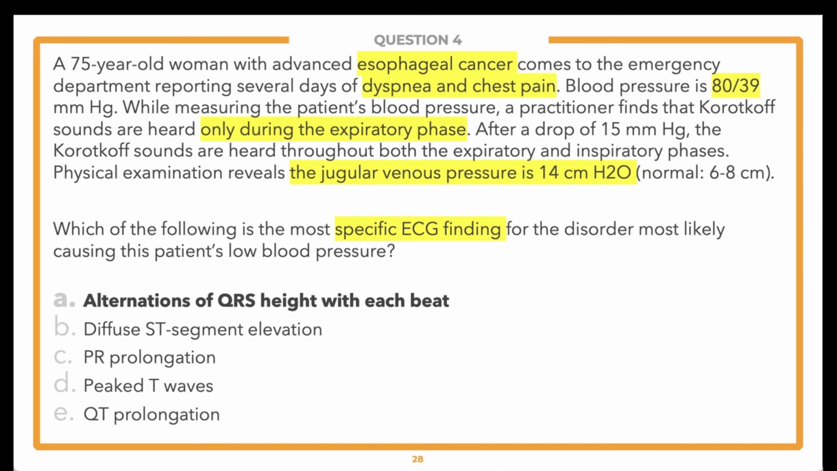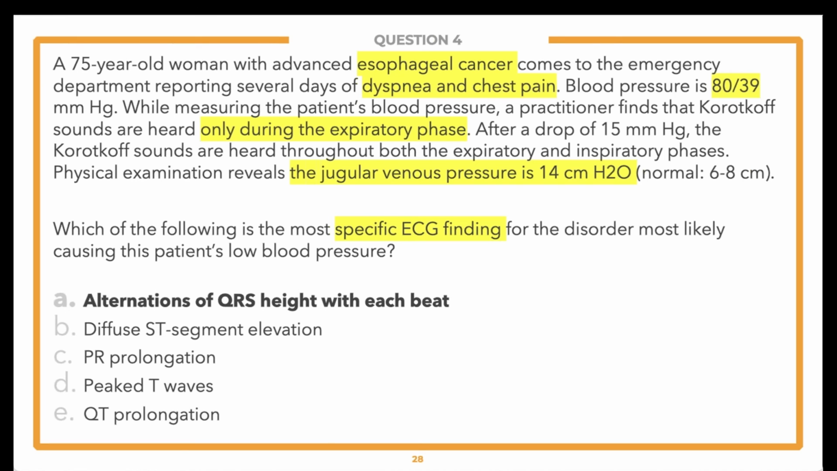Again, great job, guys. Another tough one, but very high yield. Now, can anybody in the comments say what the diagnosis is? So we have somebody with a history of esophageal cancer with hypotension, jugular venous distension, and there's one more finding they didn't mention here because we'd make it too obvious, which would be muffled heart sounds. Those three things together should be my Beck's triad.